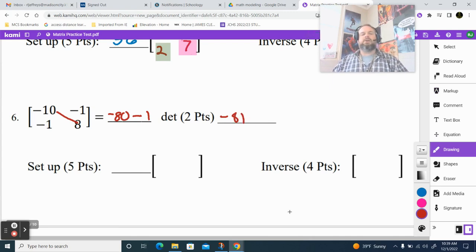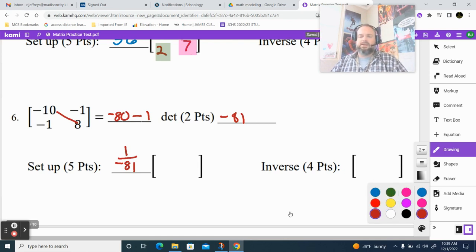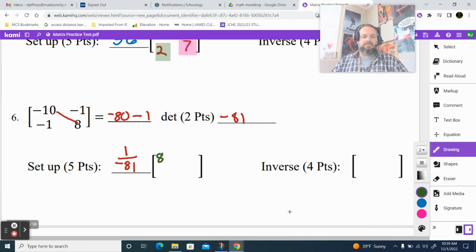Okay, so that's determinant. That's 2 points. Now, setting it up, this is where we would actually say 1 over negative 81. This is the augmented matrix because remember it's swapped. So we swap the 8 and the negative 10, and we're going to multiply these negative 1s by negative 1, so we get positive 1.